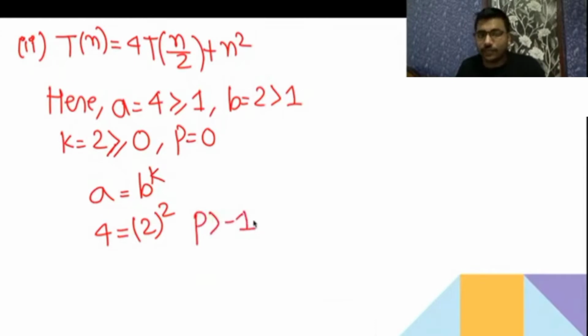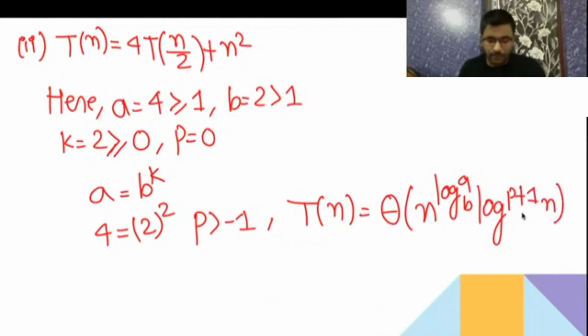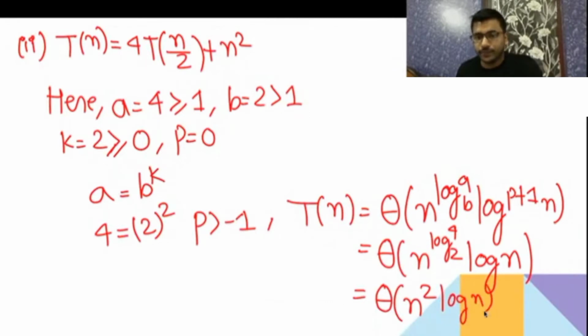And p is greater than -1, then Tn is going to be theta of n to the power log_b a times log to the power p+1 n. If this condition is satisfied, then we use this. So theta of n to the power log with a as 4, base b as 2, and p is 0, so it's log to the power 1 n. So it's going to be theta of n to the power 2, that is n square, times log n. So the time complexity of this equation is going to be n square log n.